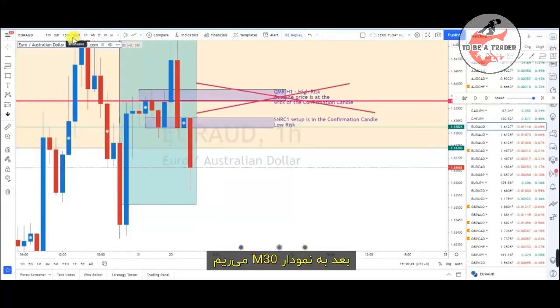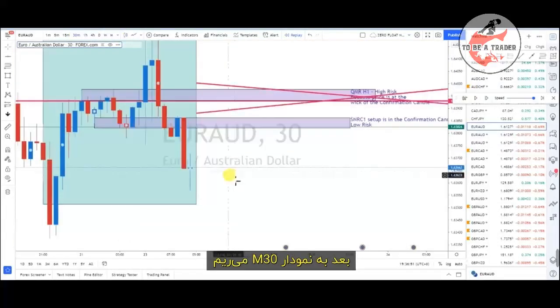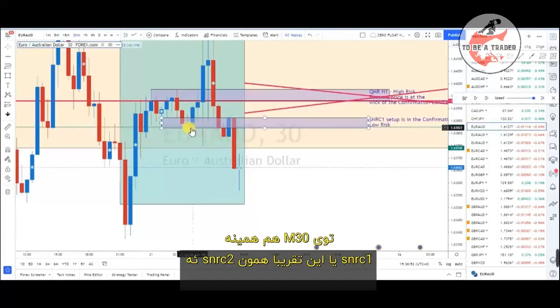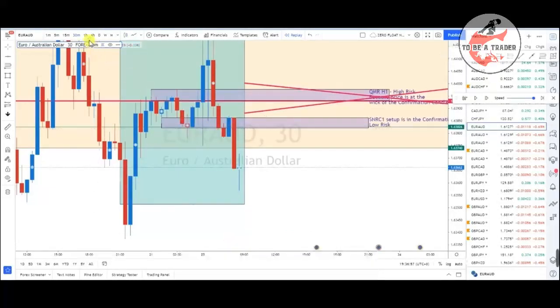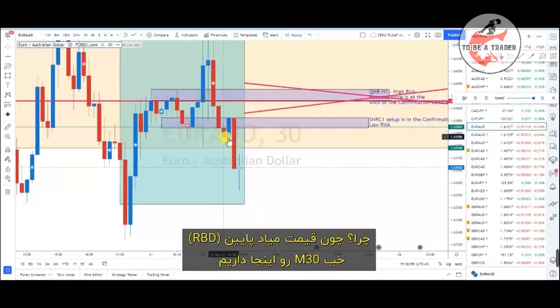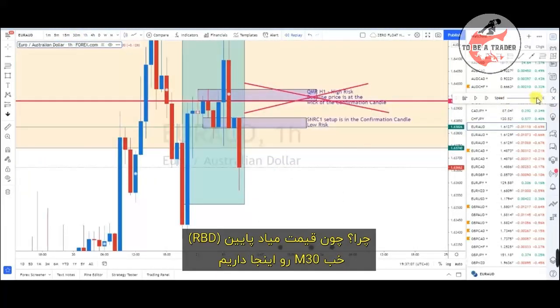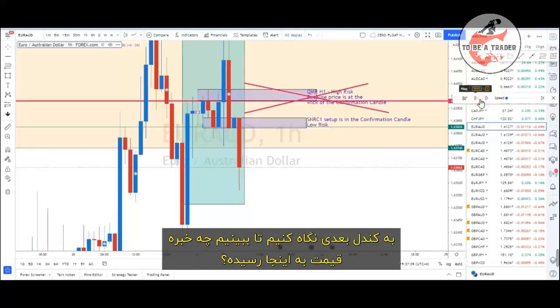So next, we go to the M30 chart. M30 is the same as well, SNRC1, or this is considered a SNRC2. Why? Because price goes down, rally, base, drop. Okay, so on M30 we will stick here. Let's look at the next candle, what was going on.